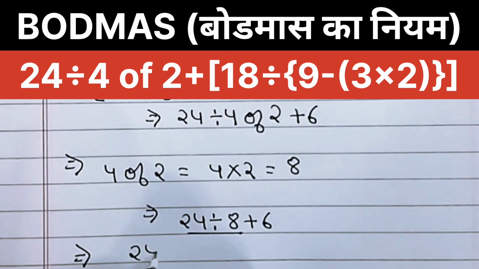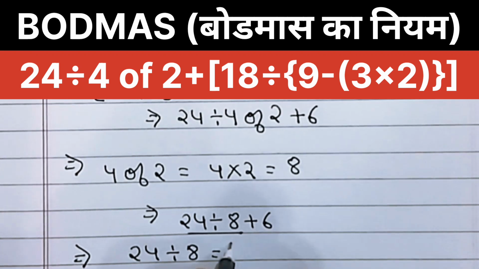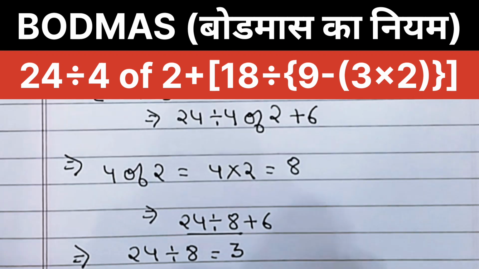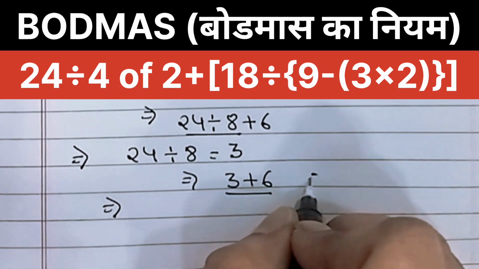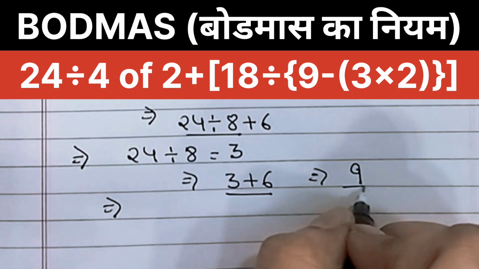Now step 5, division. We divide the values: 24 divided by 8 equals 3. Now the expression becomes 3 plus 6. So after completing step 5, D stands for division, which takes priority over addition. Now step 6, finally add the values. After adding the values, we get 9 and this is the final value.